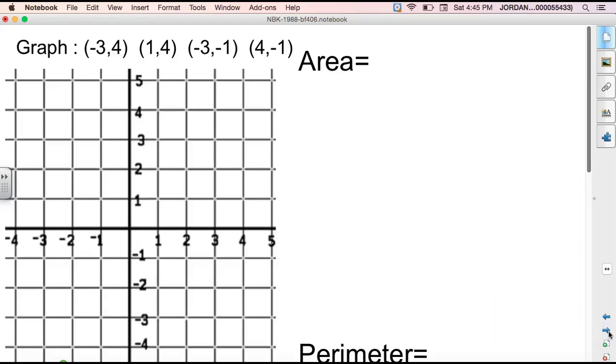All right, let's do one more. So this shape's going to be a little different. Let's graph our points. We got negative 3, 4, which is right up here. Now we got positive 1, 4. Then we got negative 3, negative 1, and positive 4, negative 1. So notice this shape is not a square or rectangle. It's what we call a trapezoid, and we'll talk more about this shape later.